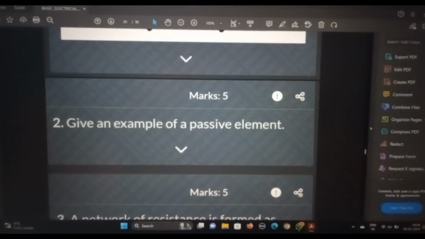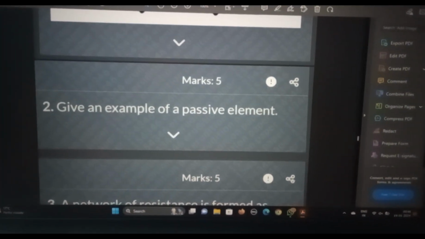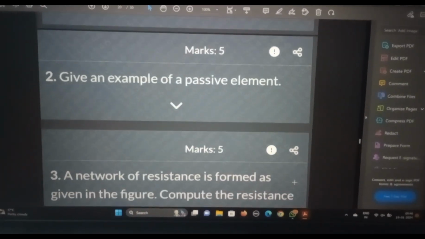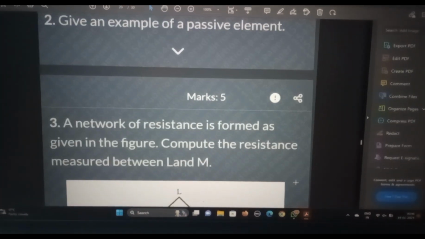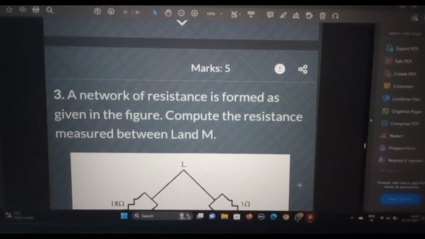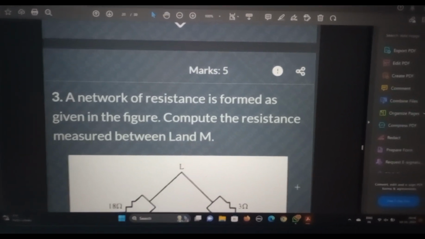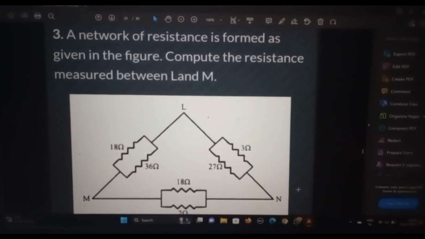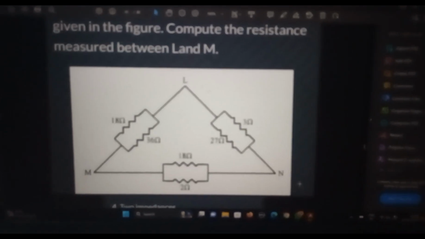Number 2, give an example of a passive element. Number 3, a network of resistance is formed as given in the figure. Compute the resistance measured between L and M. This is the figure.